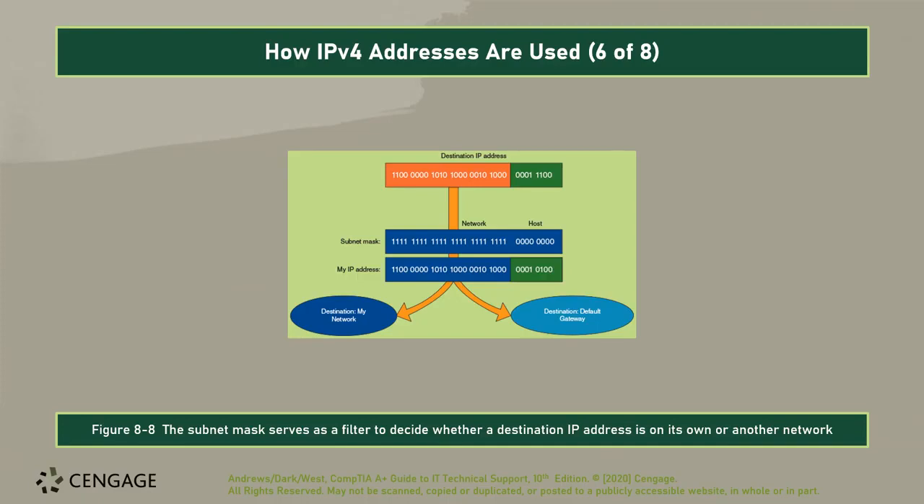So here we can see how the subnet mask acts as a filter to decide whether or not a destination IP address is on its own network or on a separate one. So we see that we have an IP address 11000000101010001000010000000001. When we compare the subnet mask to the destination IP address, we get the ID of the network and the ID of the host. If we do the same thing with our own IP address, we can then compare the two networks to see whether or not they belong to the same or different networks. So the comparison here would allow us to say, is this our network or does this need to be sent to our default gateway to be routed somewhere else?